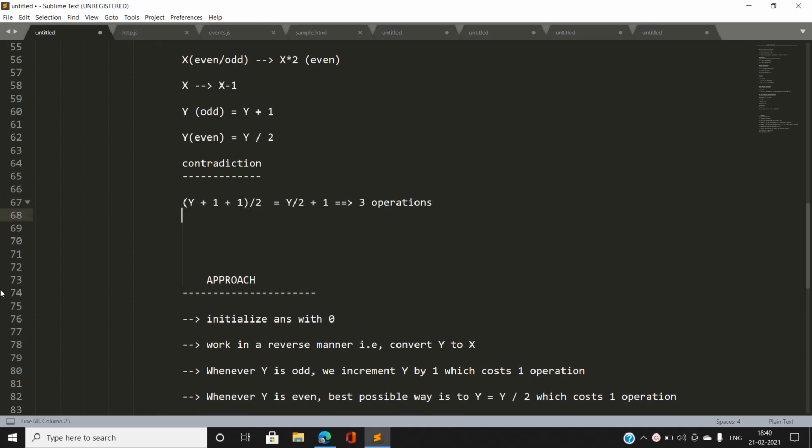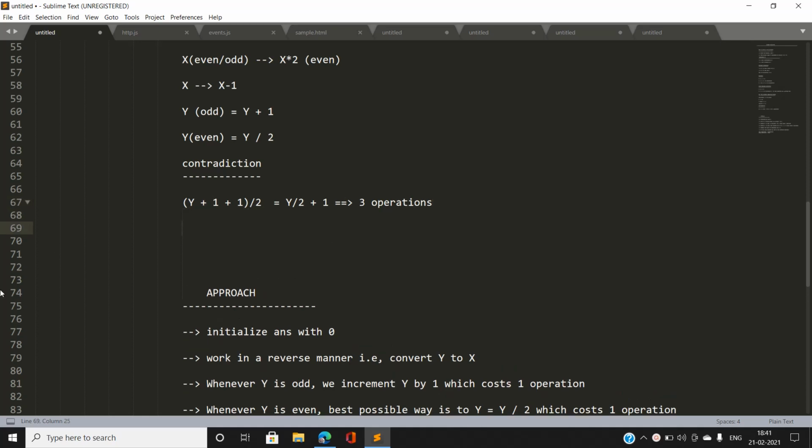And there is another way, if y is going to be even, why not divide by 2 first? That is, I am going to divide y by 2 first, then it costs me a single operation. Then let me add 1 to it. Then this is already equivalent to y by 2 plus 1, which is exactly the above statement. So it costs me what? Two operations. Okay.